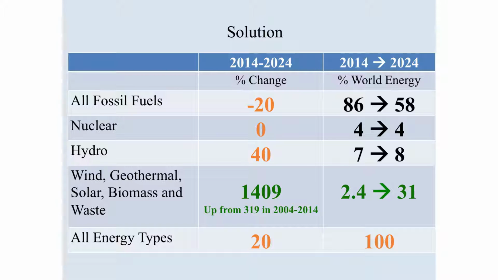And here's the answer. The wind category needs to increase from a 319% expansion over 2004 to 2014 to a 1,409% increase. So by 2024, we need the wind category to grow from 2.4% to 31%. That actually is where I can get to in one day.